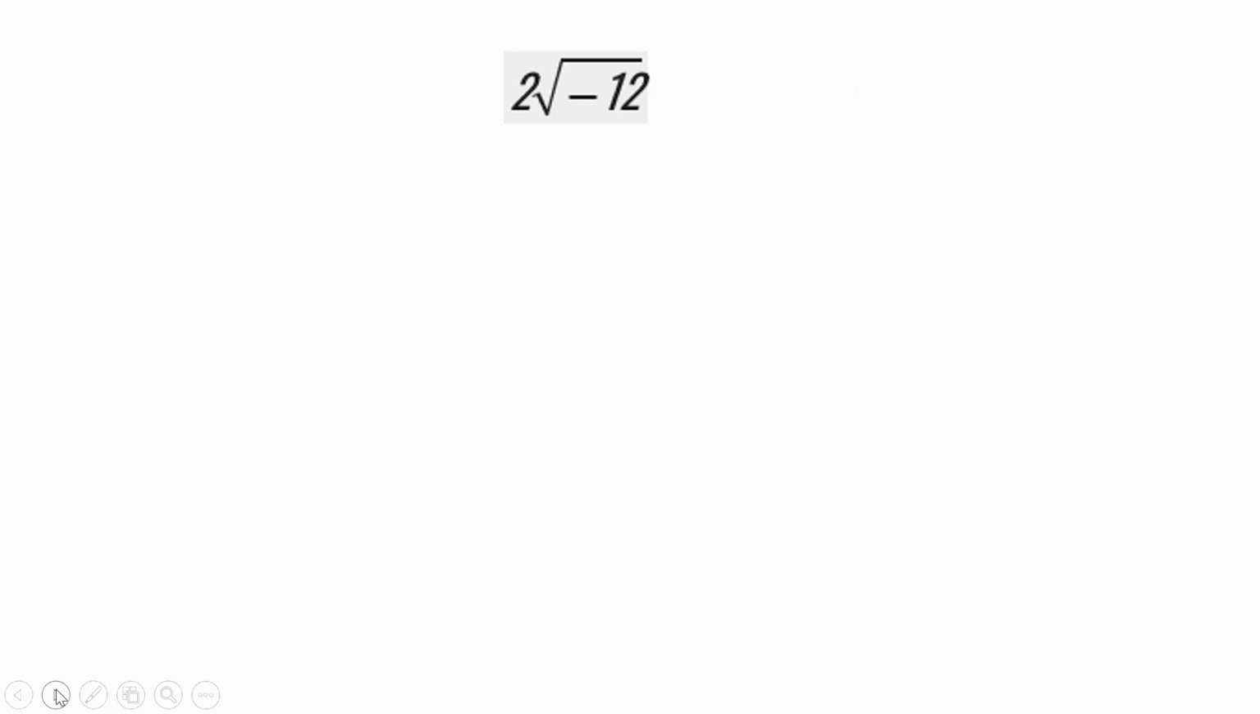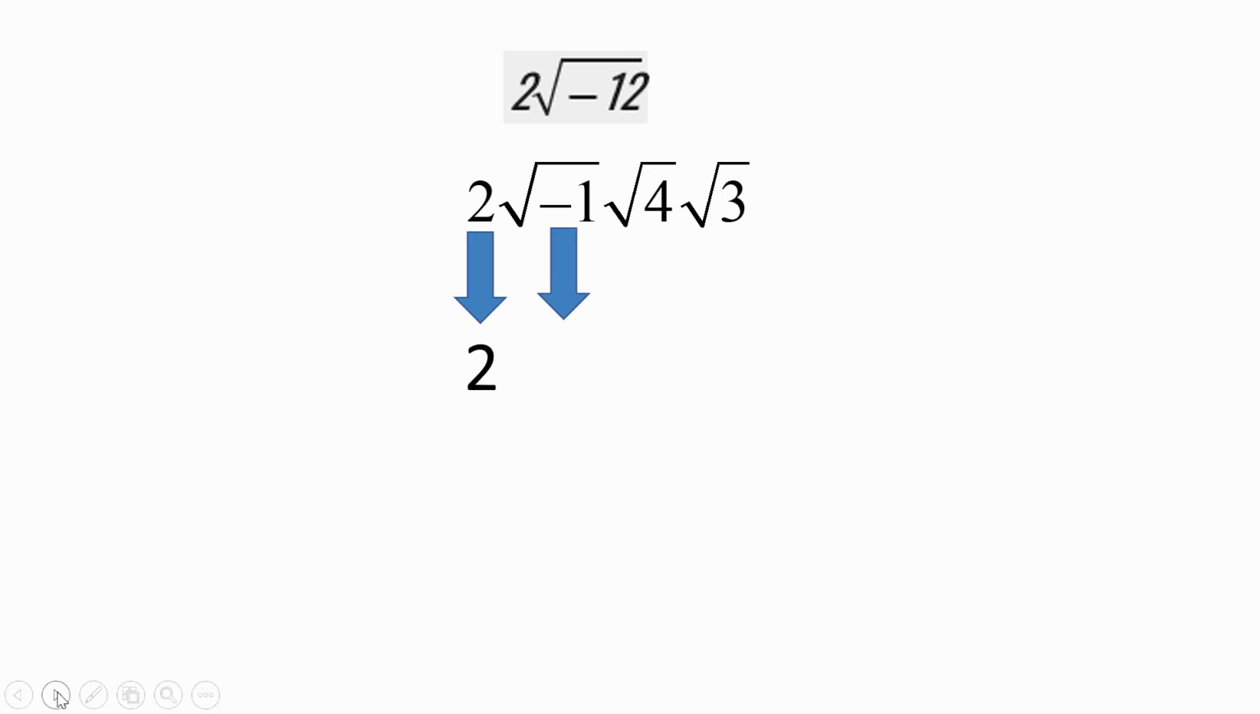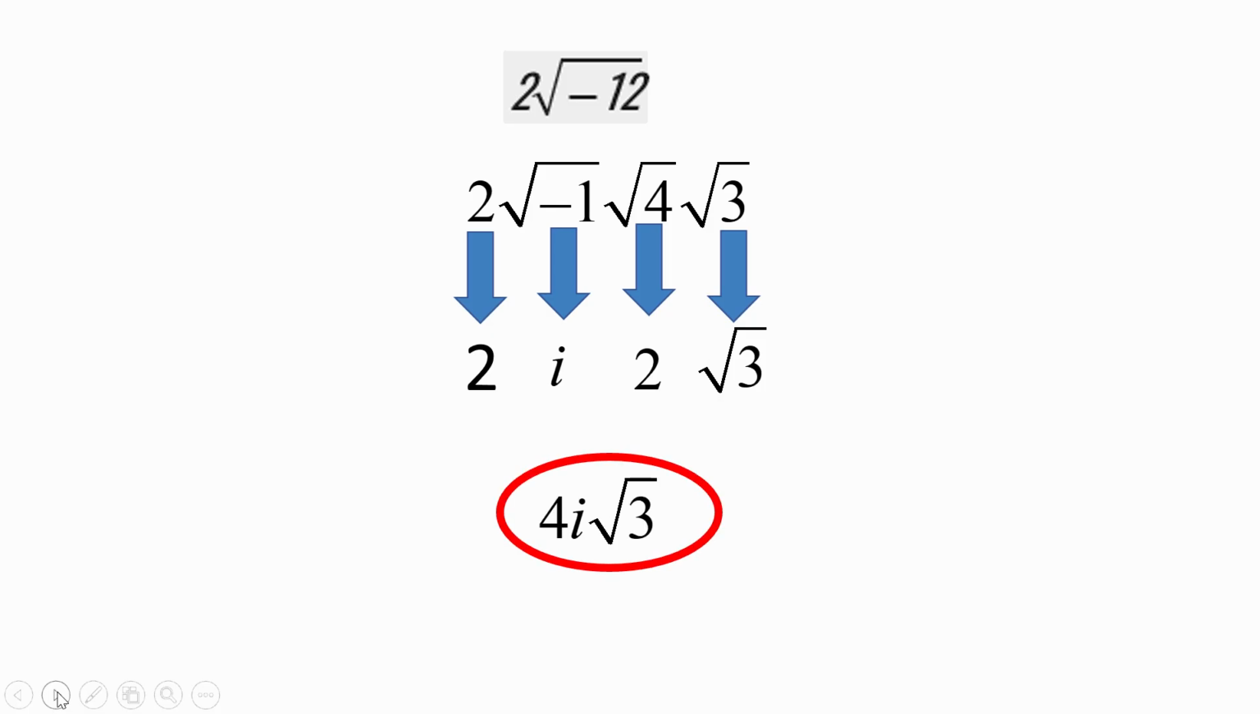Why don't you put the video on pause and see if you can do this one on your own. All right, let's see how you did. So I'm going to break down the square root of -12 into the square root of -1, square root of 4, square root of 3. I'm going to bring down the 2. The square root of -1 is i. Square root of 4 is 2. Square root of 3 is just the square root of 3. I can multiply those two 2's together, and I'll have 4i times the square root of 3.